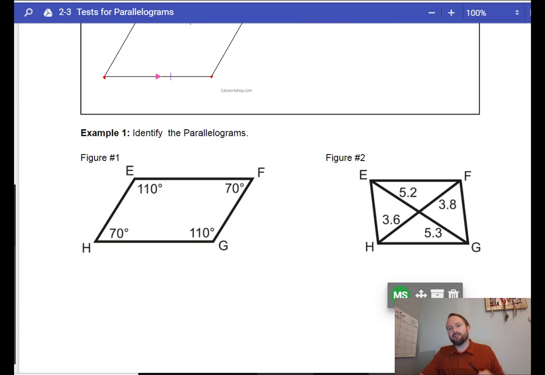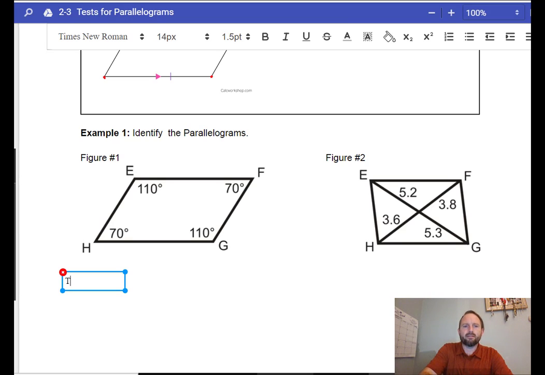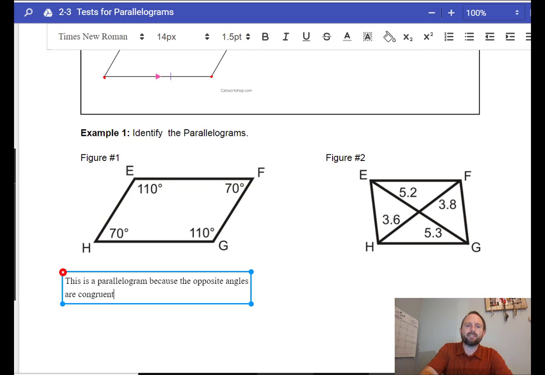Identify the parallelograms. All right, figure 1. Well, this is a parallelogram. I'm going to type it out. This is a parallelogram because the opposite angles are congruent. So angle E is congruent to angle G. Angle H is congruent to angle F.